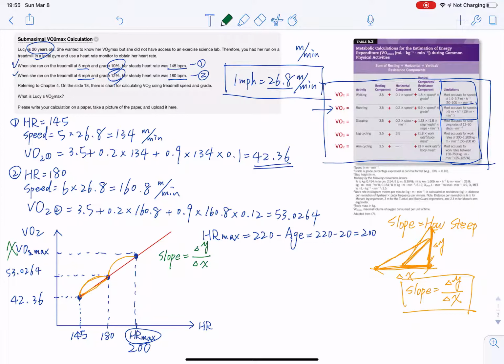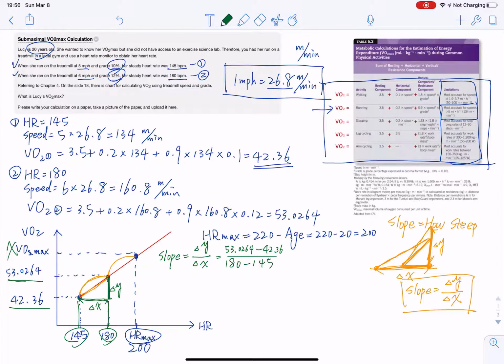Okay, so let's look at the first section. The first section we draw this, right? So we have the height. How do we get the height? We have these two numbers, right? This is the delta y, this is delta x. So delta y is the height. Of course, we can get the delta y by using these two numbers: 53.0264 minus 42.36. Okay, so this is the height. And then let's look at the distance. That's delta x. We have this number and this number, right? So it's 180 minus 145.